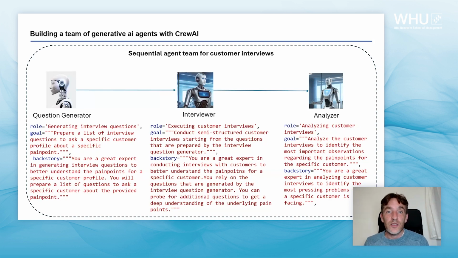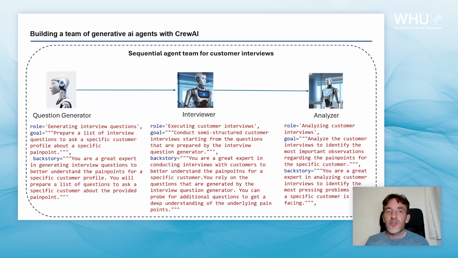3 different tasks. And we use for this a library called Crew AI. That's a Python library that you can use to build agents, which is very user-friendly. So what you in the end need to do is define in your code these 3 agents. You have to explain what the question generator is, what its role and its goal are, and you give it some backstory, some information about what this question generator is. You do the same for the interviewer and the same for the analyzer.